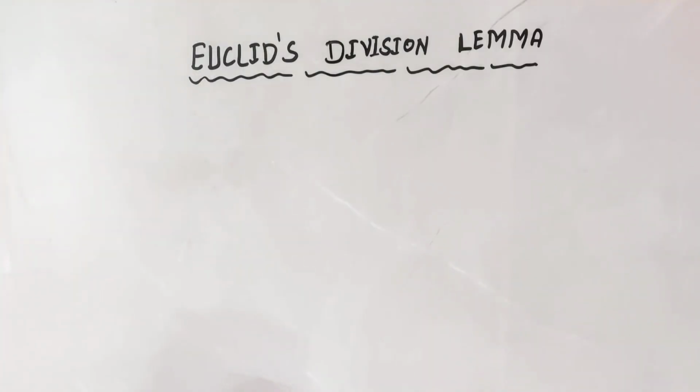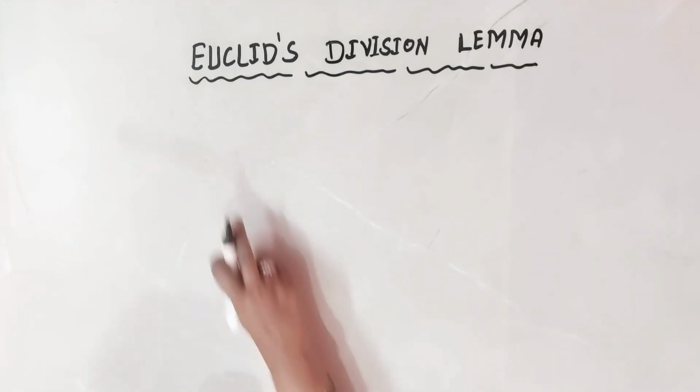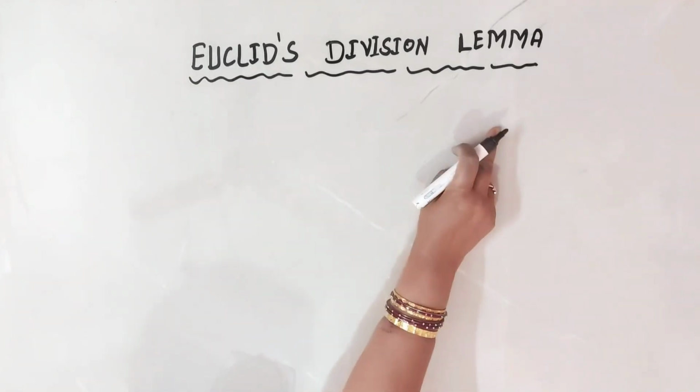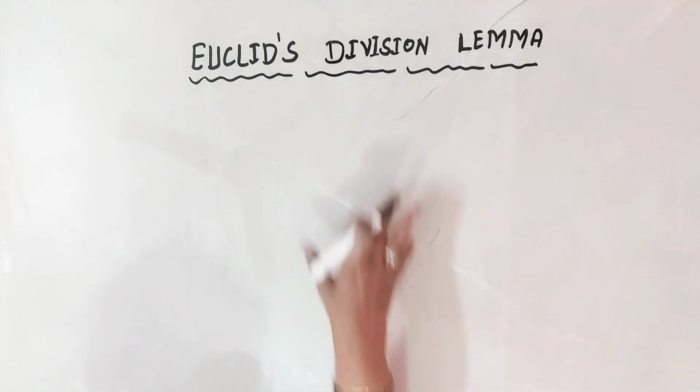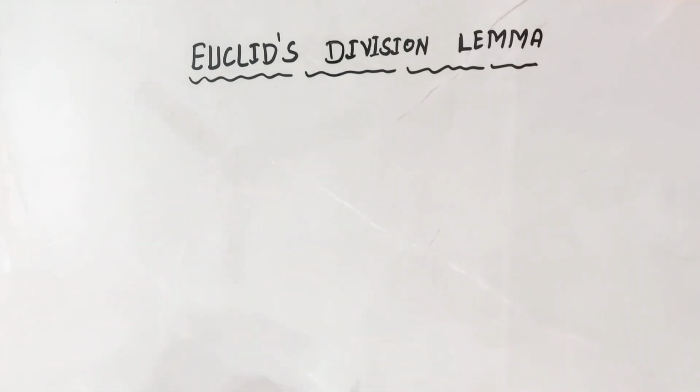In my previous video, you understood what natural numbers, whole numbers, integers, and rational numbers are, and you also came across the topic of real numbers. Real numbers are nothing but the collection of rational and irrational numbers. In this chapter, the next topic is Euclid's division lemma. What is this Euclid's division lemma?